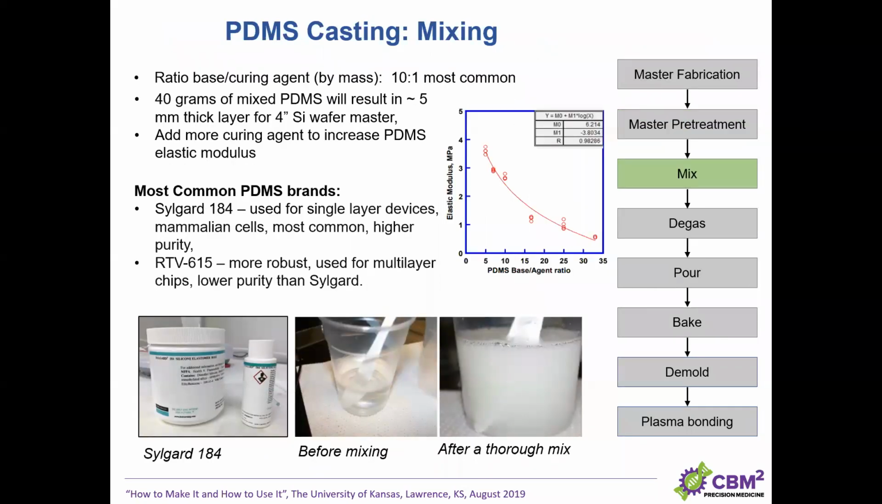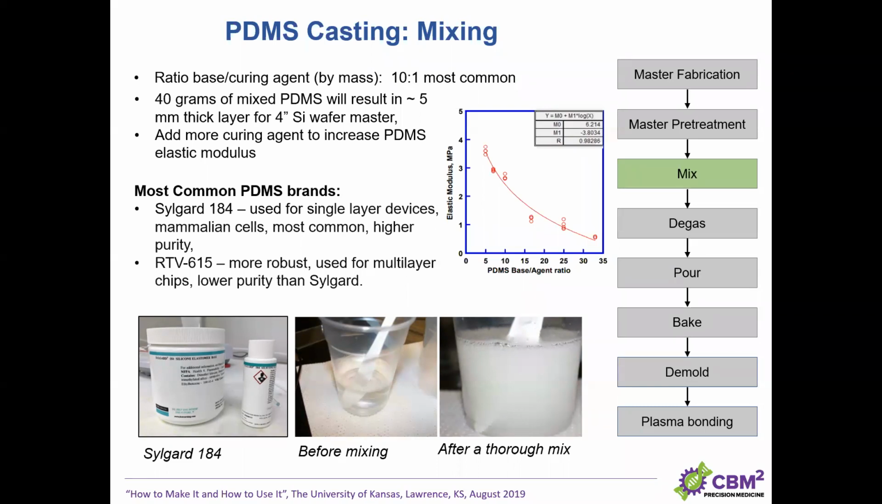Mixing. Typically you mix base and cross-linker at a 10:1 ratio by weight. That's most common. However, you can adjust this ratio and that will change the Young's modulus, so you can make either a harder type of elastomer or a softer one. That's especially useful when you're making microvalves and multi-layer structures.